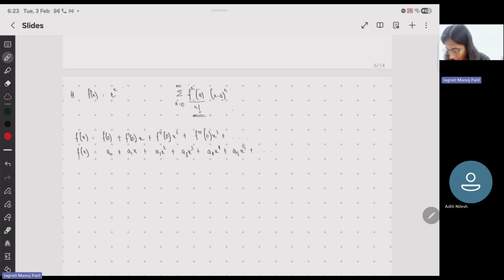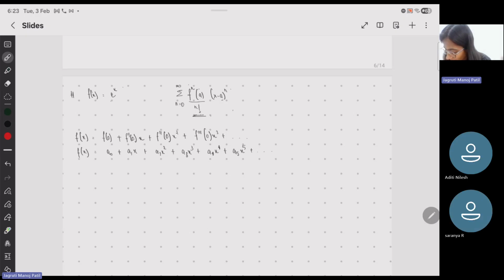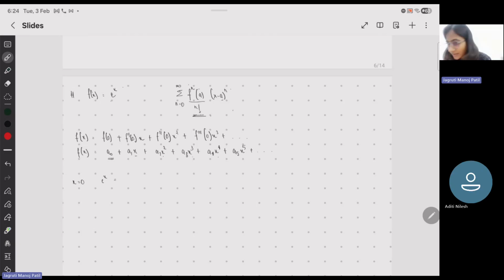Now, if you have this particular e raised to x, what will you do? First, you evaluate the function at 0, because this particular term is directly at 0. So e raised to x is equal to all these terms you have. Now x equals 0 makes all of the others 0. And this term is nothing but a0 itself. So e raised to 0 is nothing but 1. So that gives you 1. Okay. So we got the first term.